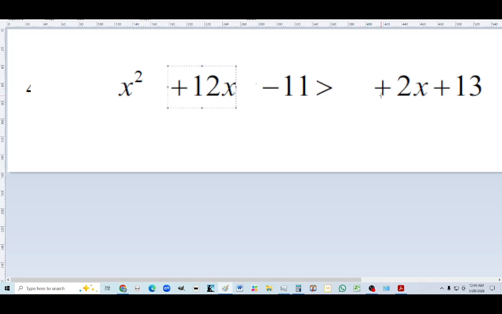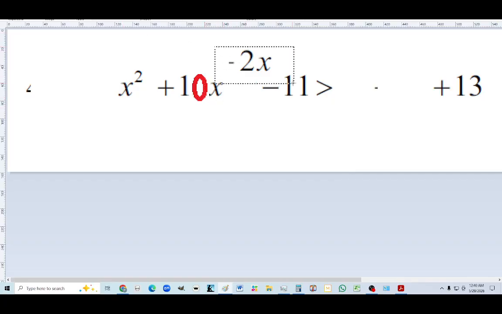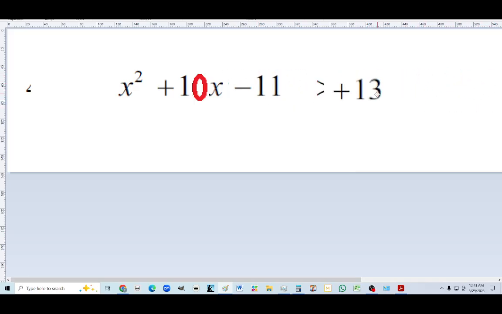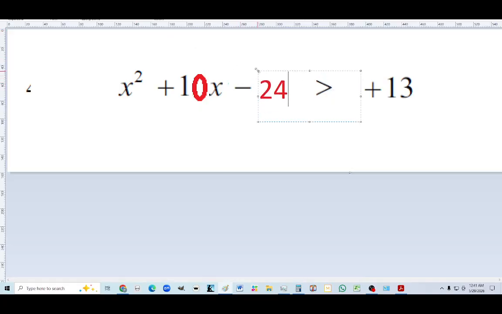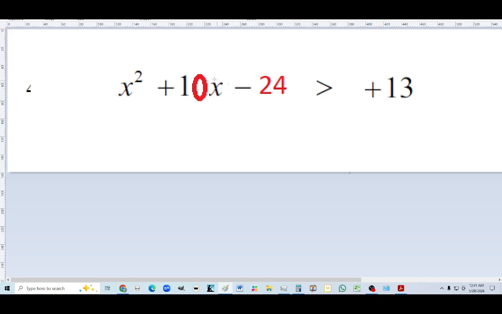Then I'm going to have the plus 12x, and I'm going to subtract 2x from the right side, and it'll just disappear. And then over here, 12x minus 2x is 10x. So it's simply going to be 10x here. And then finally, we've got minus 11 minus 13. When I subtract 13 from the right side, it becomes 0, and minus 11 minus 13 becomes minus 24. On the right side, suddenly, we have a 0.